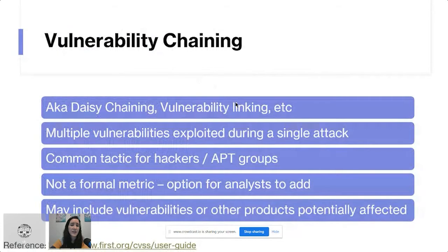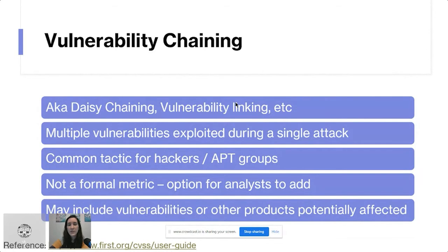This is a common tactic. APT groups, I think Shamoon and a bunch of other ones, have been known to use these techniques. And we know that hackers are going to try any method they can to get in. If they have to leverage multiple vulnerabilities, then that's what they'll do to get into the systems.